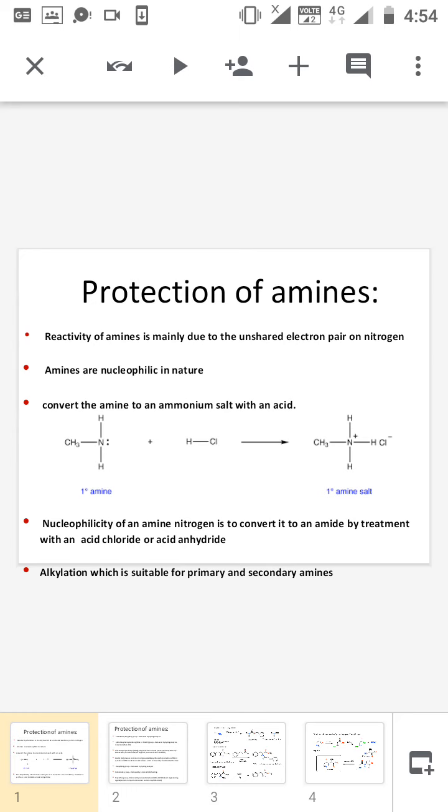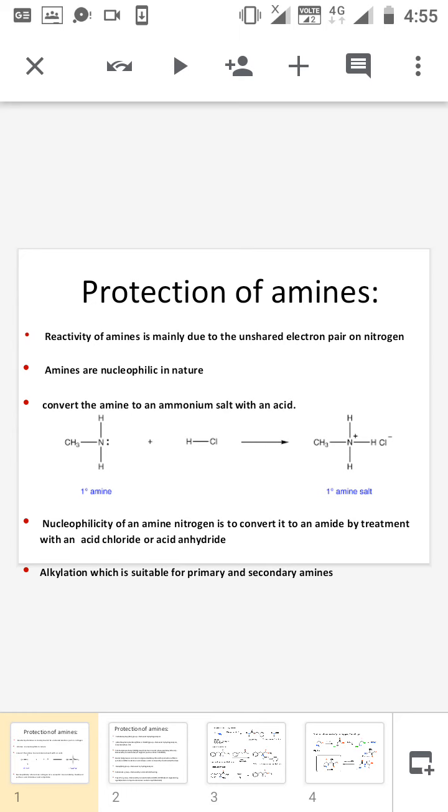The reactivity of the amine is mainly due to the unshared pair of electrons present on the nitrogen. As you know, amines are nucleophilic in nature and have a strong tendency to donate the lone pair of electrons present on the nitrogen. So the best method of protecting the amine is converting the amine into an ammonium salt.